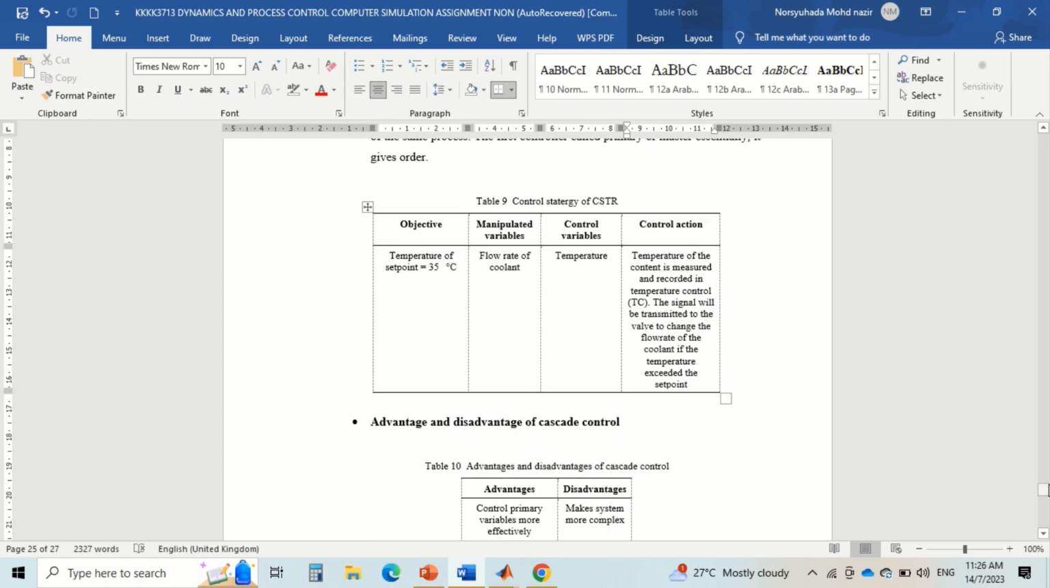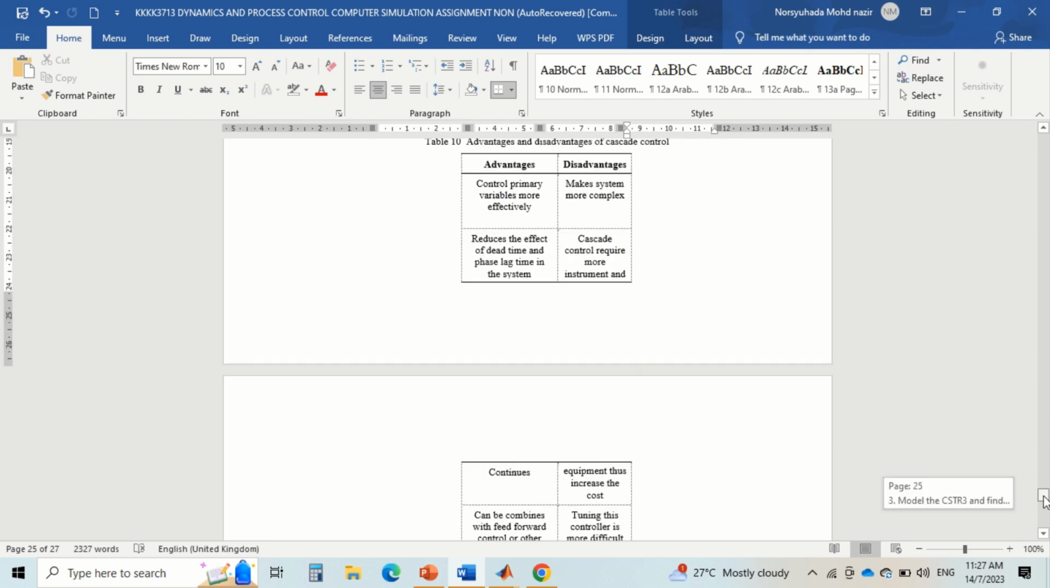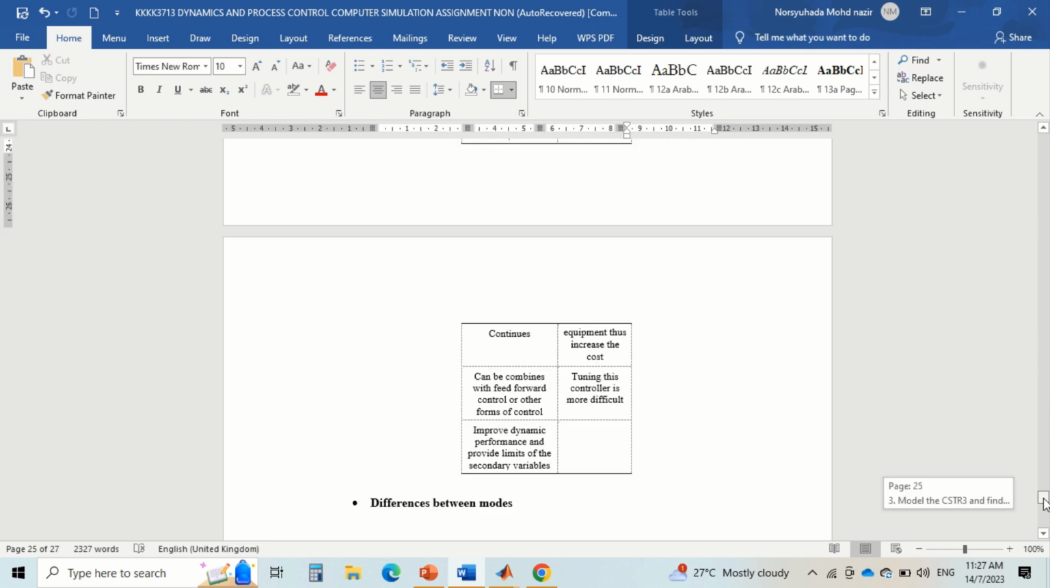The temperature set point is 25 degrees Celsius with the flow rate of coolant as the manipulated variable, and the temperature is the controlled variable. I compare the advantages and disadvantages of the cascade control. The advantage is that it controls primary variables more effectively, while the disadvantage is that it makes the system more complex. And second, it reduces the effect of dead time and fast lag time in the system, while the disadvantage is that cascade control requires more instruments and equipment, thus increasing the cost.